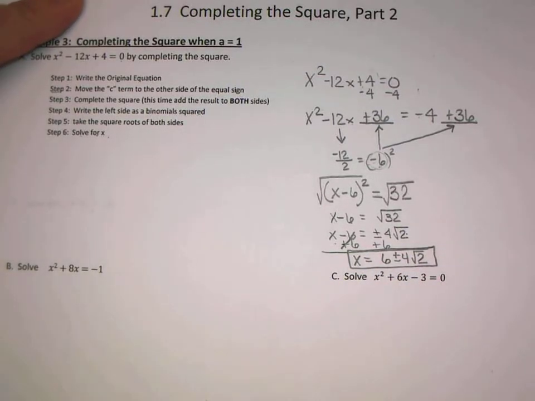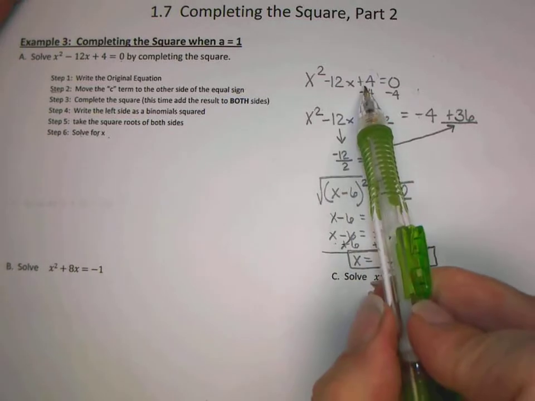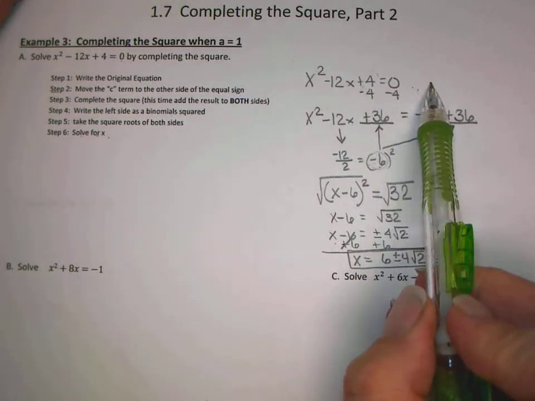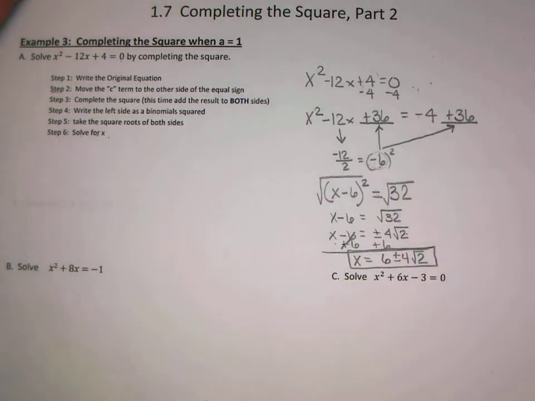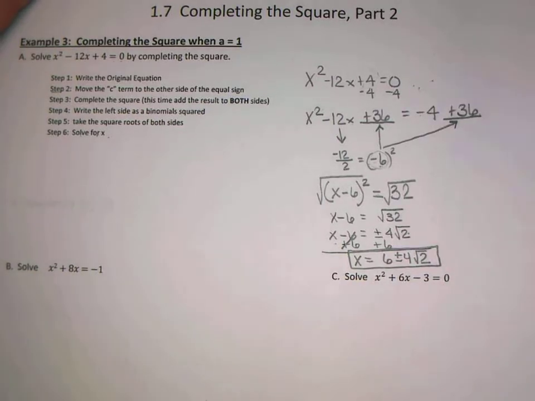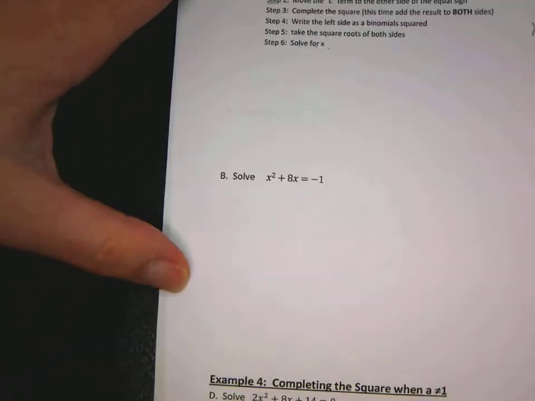Right? So again, move your c term if it isn't already over there. Bring down the middle term, divide it by 2, square it, add it to both sides. This makes a perfect square trinomial. Then you're going to go ahead and square root both sides, etcetera. All right, let's move down to b.